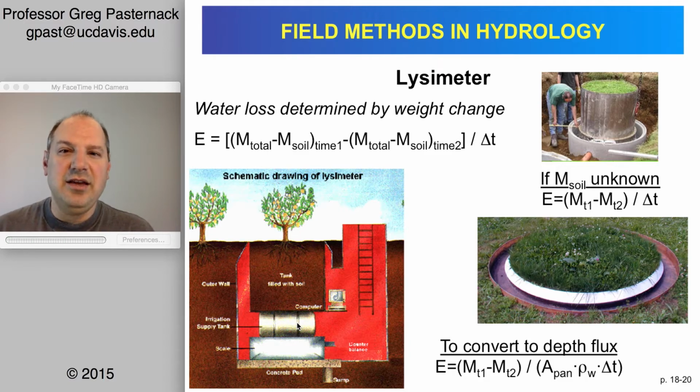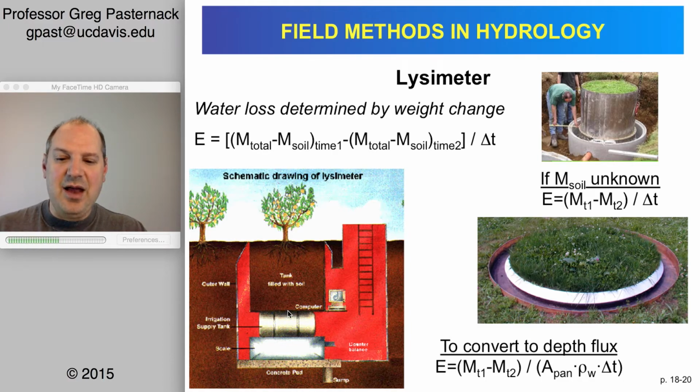So you put the soil onto a scale, and you're usually going to try to offset a lot of the weight with a counterweight so that you can use a fairly precise scale. Remember that the accuracy of any sensor is proportional to the full scale. So if you have to weigh 10,000 pounds, then it's not going to be accurate to a tiny change in evaporation.